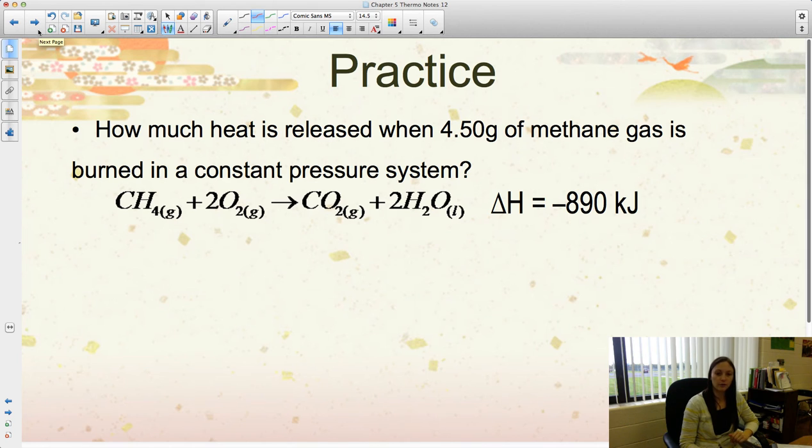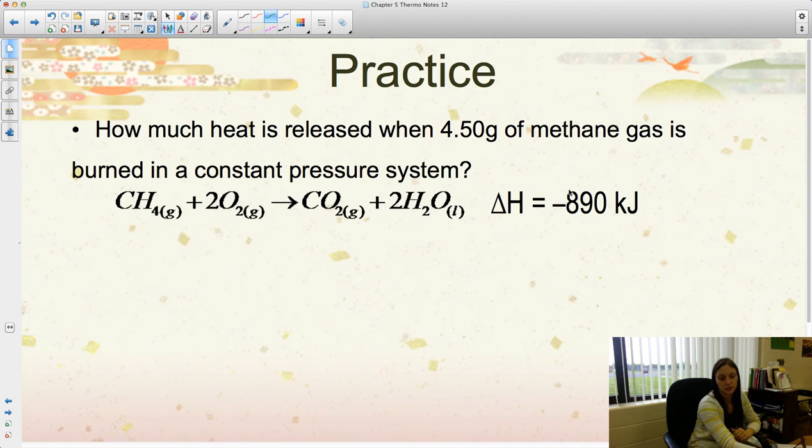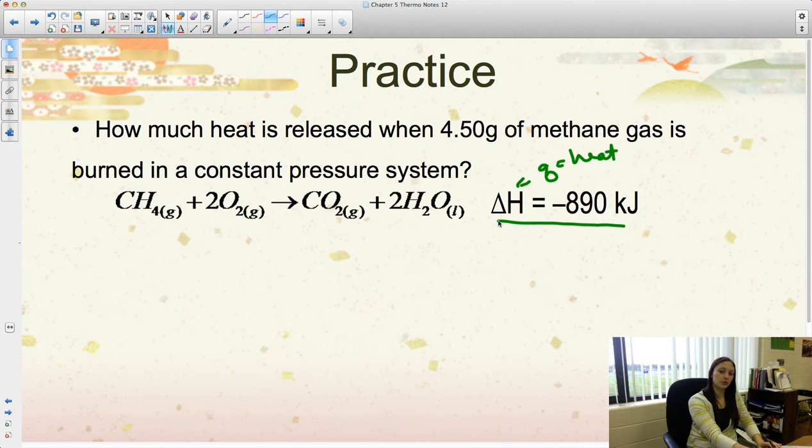It says how much heat is released when I have 4.5 grams of methane gas that is burned in a constant pressure system. So a constant pressure system tells us some good things. It tells us that my delta H is really all the energy that I care about, and it's really my heat. Okay, so delta H really equals my Q, and Q is really then what we mean for heat. Okay, well, what this tells me here is that this delta H is negative 890 kilojoules. This is an exothermic reaction.